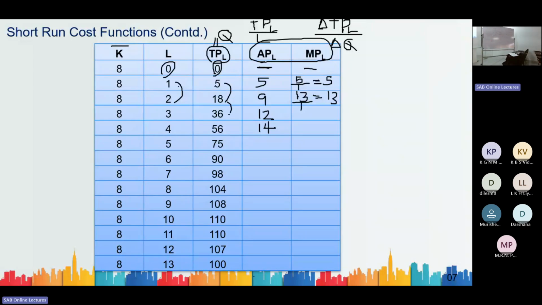When moving to this point, from 18 to 36, change in total product is 18, and change in labor is 1. 18 divided by 1, the answer is 18. When moving from this point to this point, total product increases from 36 to 56 by 20. Labor input increases from 3 to 4 by 1 unit. So the marginal product of labor is 20. So likewise, you can continue your calculations.